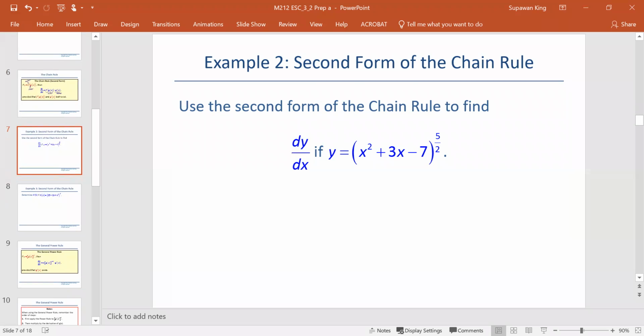Use the second form of the chain rule to find dy by dx if y equals the quantity x squared plus 3x minus 7 raised to the power 5 over 2. In this case, we have the power 5 over 2 as the power of the entire quantity. So this one can be rewritten as f of g of x, where g is the inner function, or the quantity g of x raised to the power 5 over 2, which tells you the f of the function g of x is the function raised to the power 5 over 2.